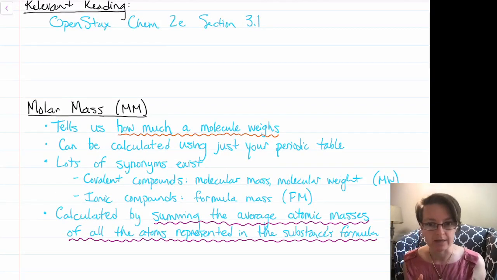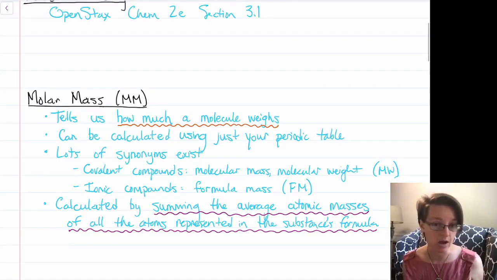So molar mass is a concept in general chemistry that tells us exactly how much a molecule weighs. And the nice thing about it is that you can calculate the molar mass of a compound using only information found on your periodic table.